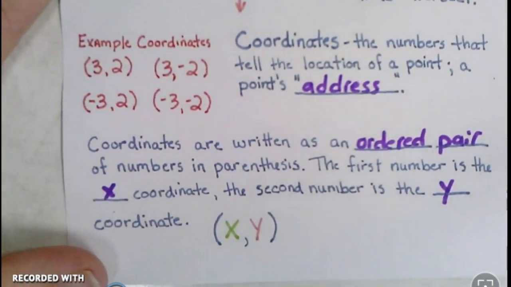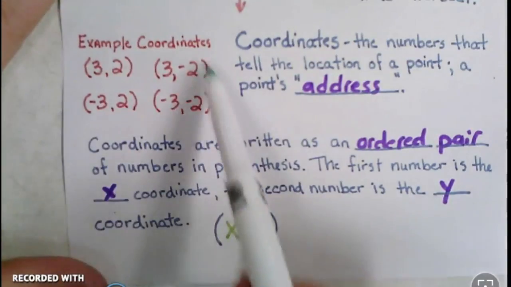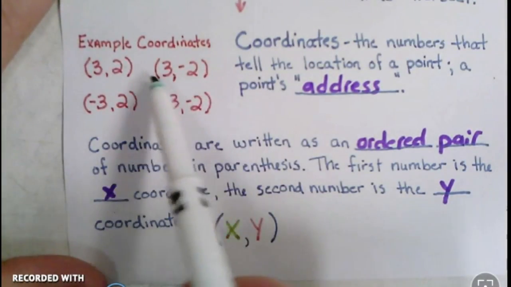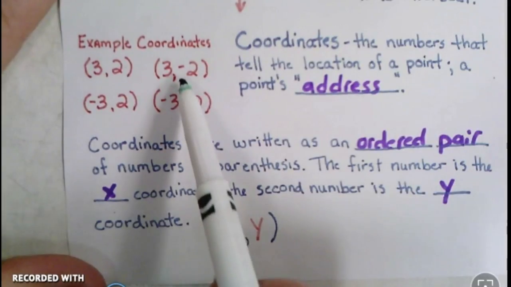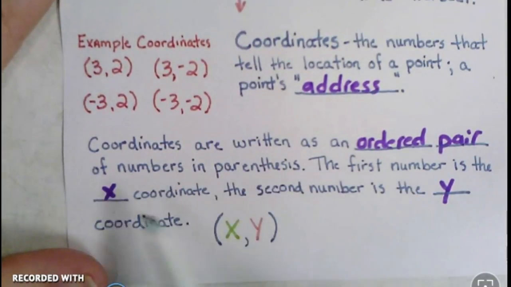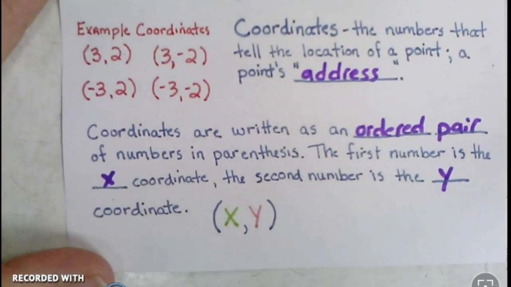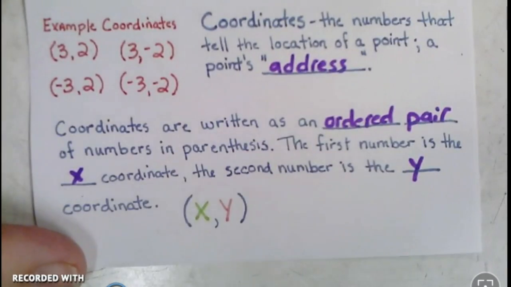All right, coordinates are written as an ordered pair. That's what I was just showing you. All of these are examples of ordered pairs. Okay, the order matters. It really does, because this is my X and this is my Y. If I switch the order of them, then it'll give me a different location. The first number is the X coordinate, the second number is the Y coordinate. I've repeated myself a whole bunch in this video, so hopefully you really understand.